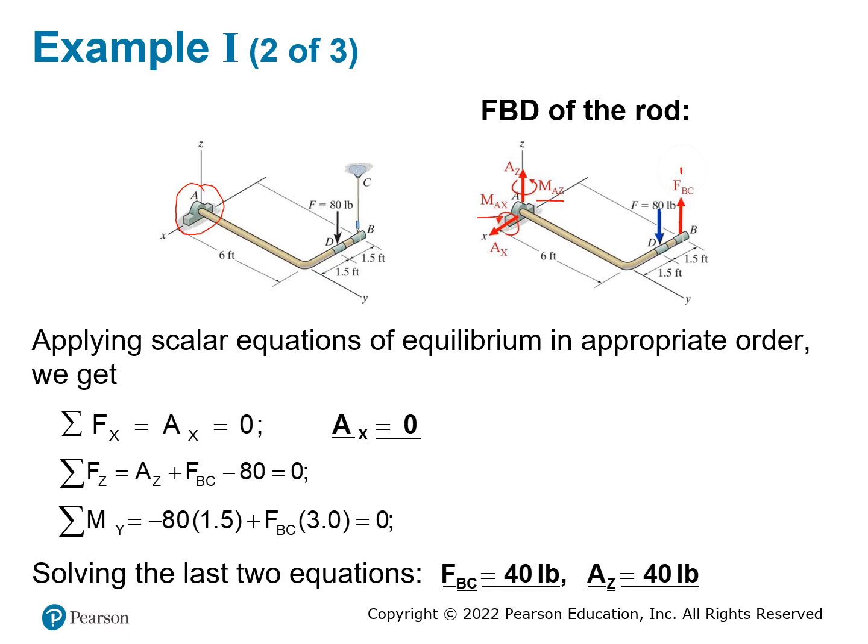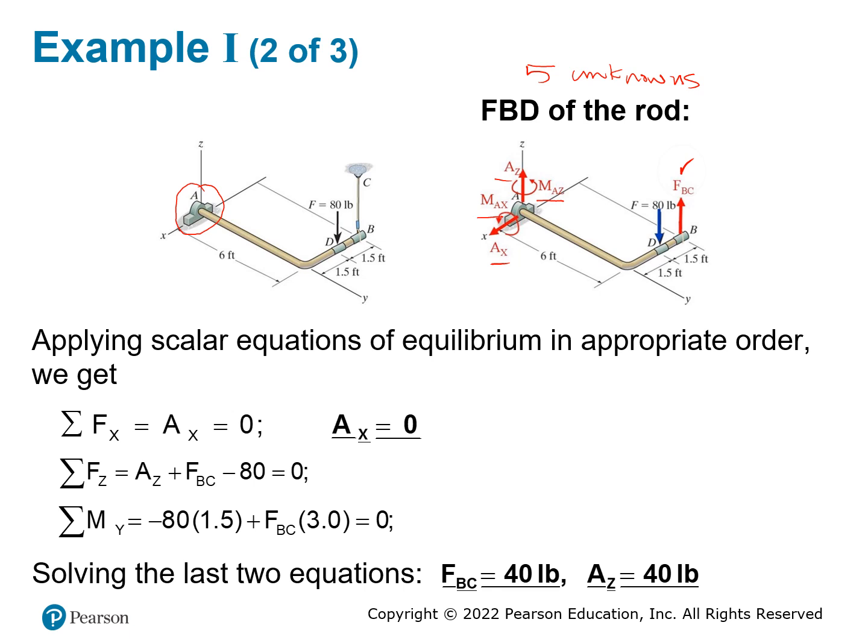We have a tension force here. We have AX, AZ. We have two moments. How many unknowns do we have? We have 5 unknowns, and we need 5 equations to solve it.